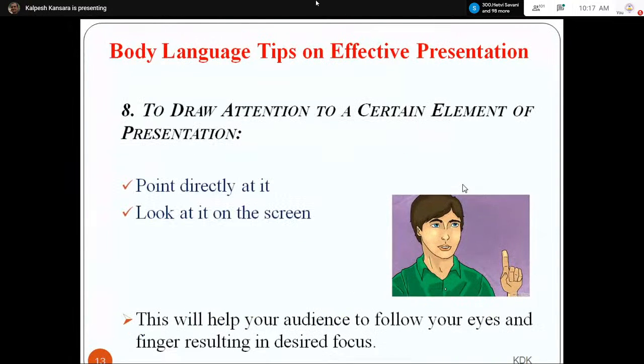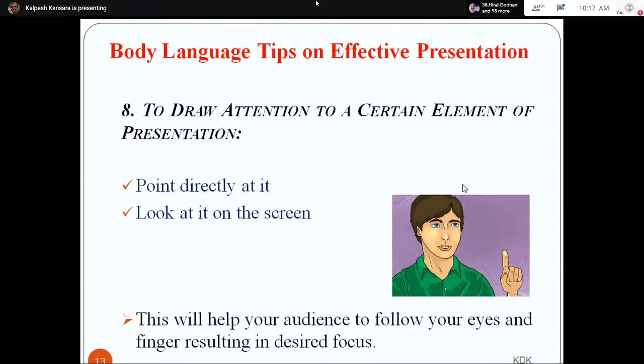Further, to draw attention to a certain element of presentation, what you can do, point directly at it. So even while looking at the audience, you can have a pointer with you which you can show on the screen, and that's how you can draw the attention of the audience to a certain element of presentation. Or you can use your finger, index finger especially, to point out and look at it on the screen.